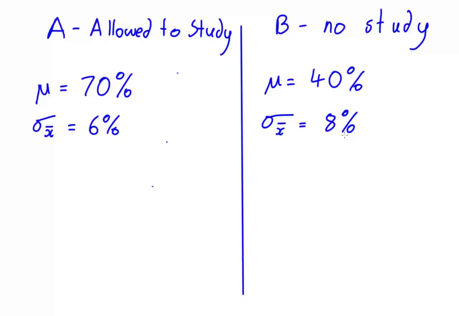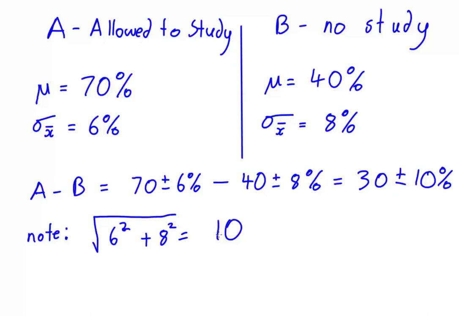One way of doing this is by looking to see how many standard errors there are between the two values. If we do a subtraction, using our new uncertainty formulas, 70 plus or minus 6% subtracting 40 plus or minus 8% gives us 30 plus or minus 10%. Our null hypothesis would be that 30 plus or minus 10% here is actually 0 within error. So the question is, what is the probability that this would happen?